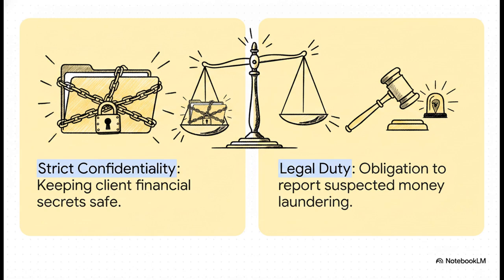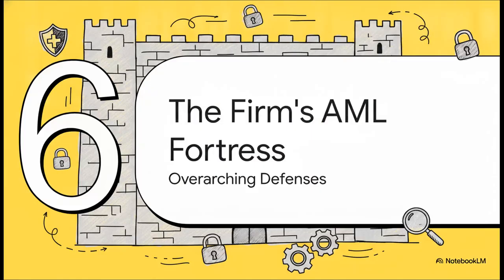But on the flip side, you have an ironclad, overriding legal duty to report your suspicions of money laundering to the authorities. If you spot a red flag, the law essentially demands that you shatter that confidentiality. And here's the kicker: you don't even need hard proof. You only need a reasonable suspicion. Navigating this tension is arguably the single most difficult judgment call you will ever have to make, because getting it wrong in either direction can literally destroy your career. Thankfully, you don't have to navigate it totally alone.